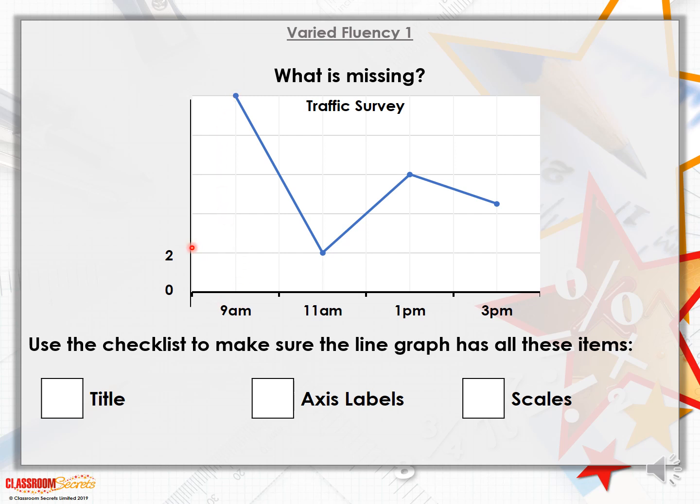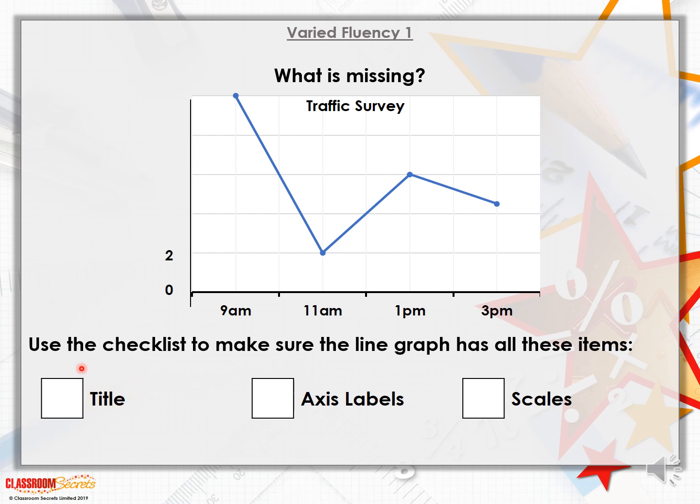So this question's a bit hard, but we're going to go through this together. It says what is missing. Now, if you've just been introduced to line graphs, you won't be too sure what actually is missing. So I'm going to go through it with you. It says use the checklist to make sure the line graph has all these items, and it's asking us what is missing. So it's just like English.